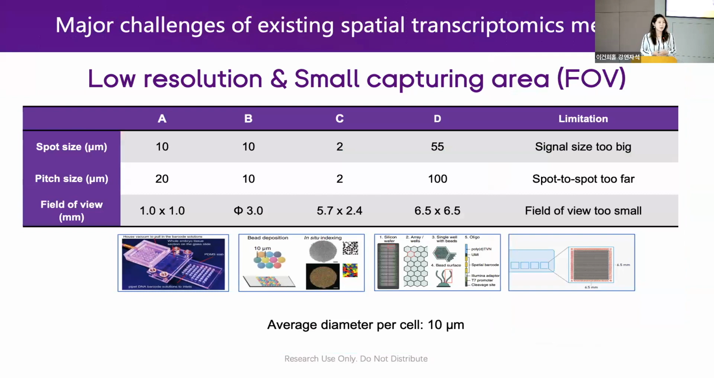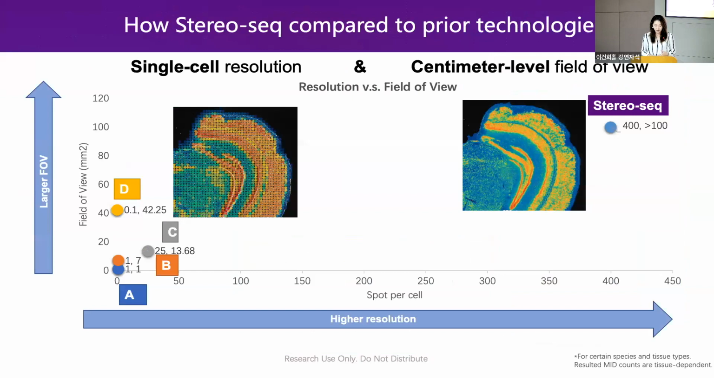For spatial omics sequencing technology, there are still many challenges that we're facing. There are two major challenges for researchers like you: low resolution and small capturing area still remain hurdles that we aim to overcome. Stereo-seq is designed to tackle these two problems. We have one of the highest resolutions in the market, while also providing a centimeter field of view, which indicates that Stereo-seq definitely outperforms some of the existing technologies in the market.